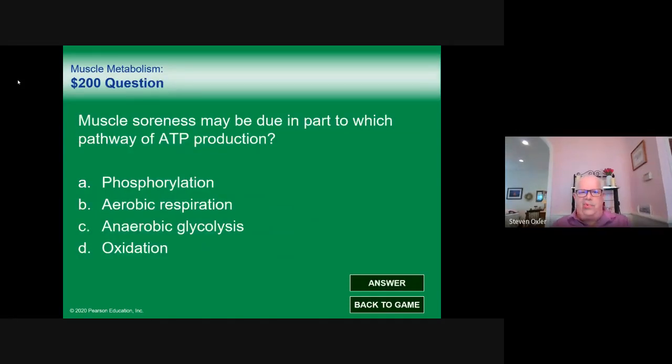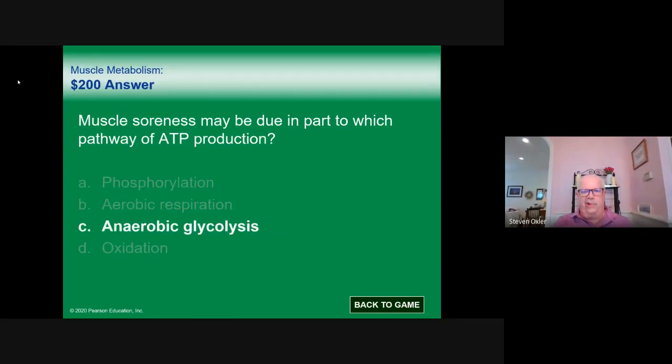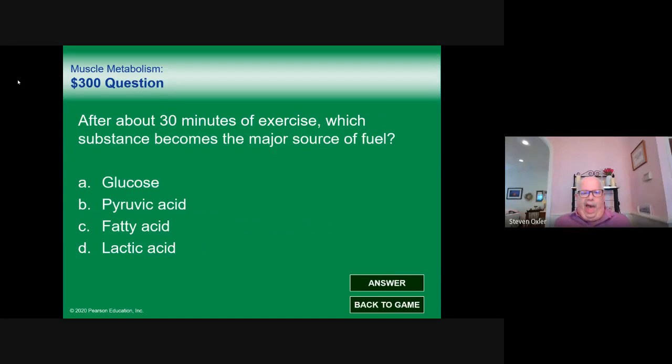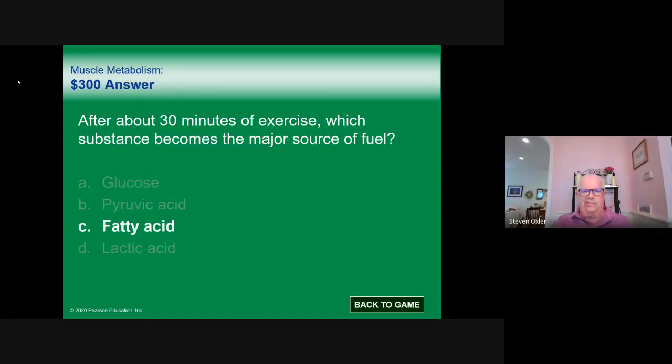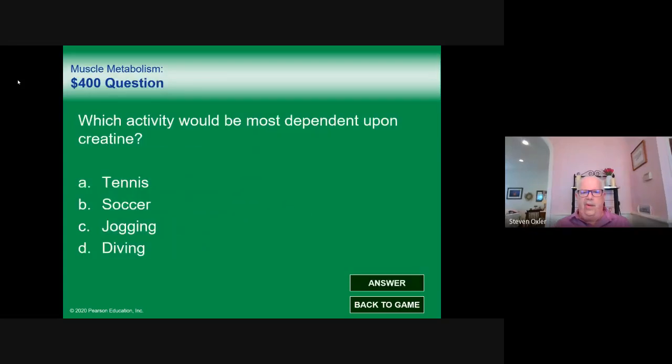Muscle soreness may be due in part to which pathway of ATP production? Wow. I would not ask this question either, and the answer is anaerobic glycolysis. Making lactic acid is what they're talking about. After about 30 minutes of exercise, which substance becomes the major source of fuel? I would not ask that. The answer is fatty acid. And I would not ask this. The answer is diving. I would never ask this question. This is a bizarre question.